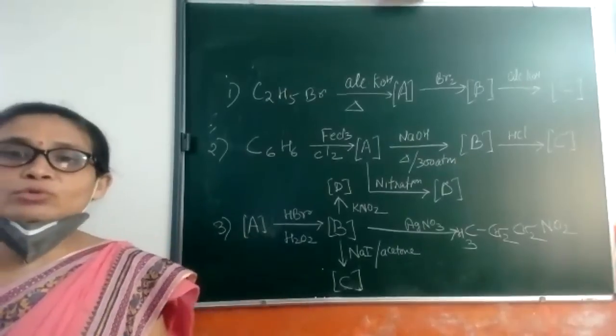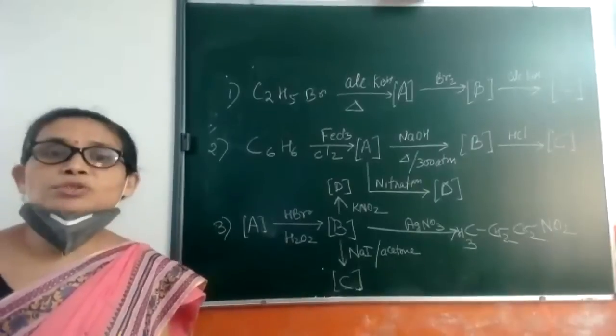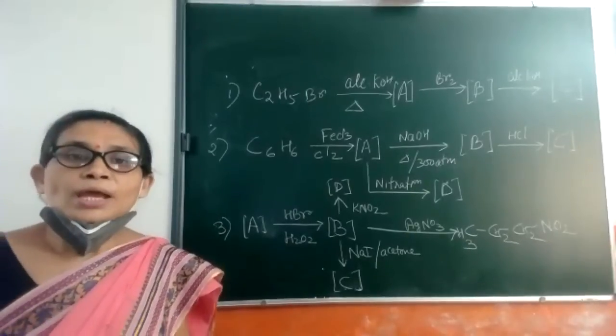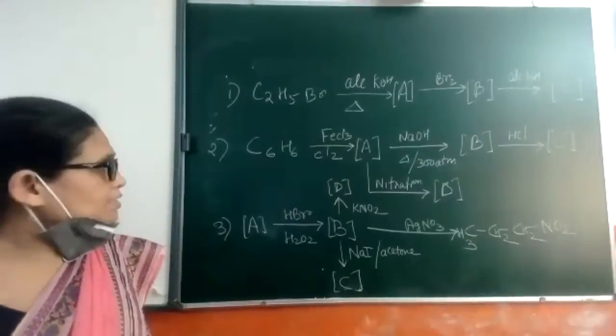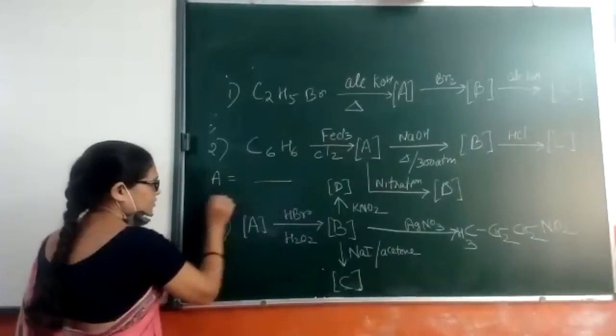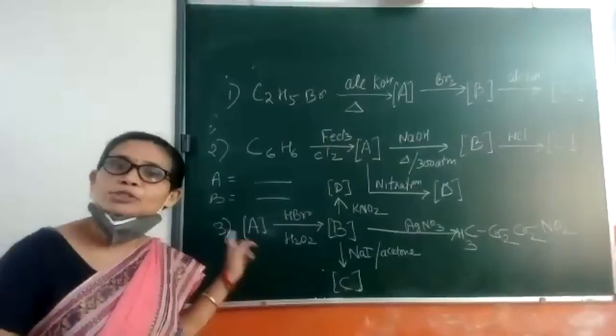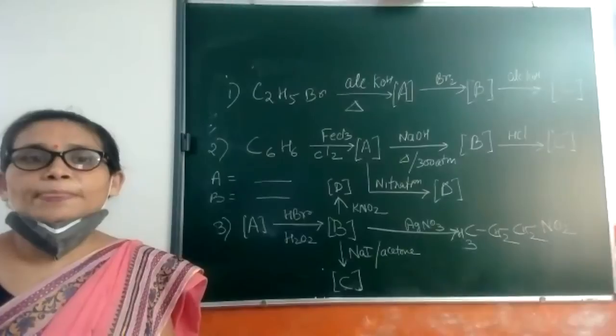Okay, so don't forget to do this homework. I will ask you in the next class. So A, B, C, D, all these compounds you have to find out. And after getting the answer, you will write that compound A is this, B is this. In this way you will write the answers. In exam also you will write in this way. Okay?